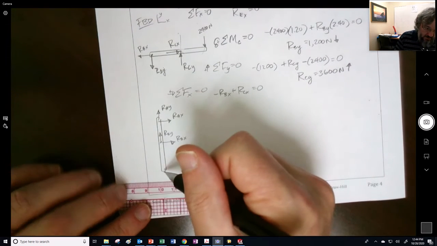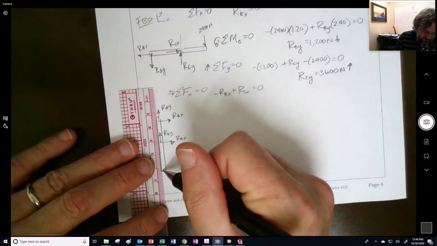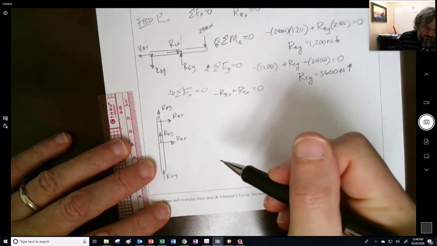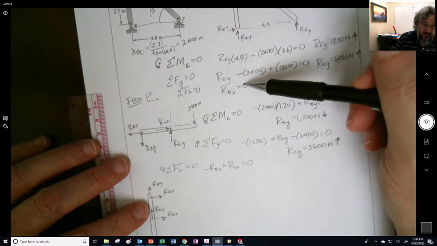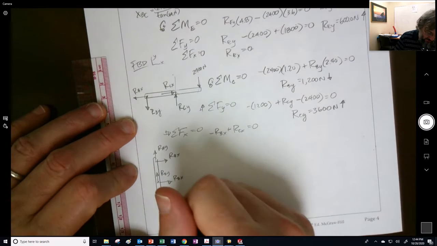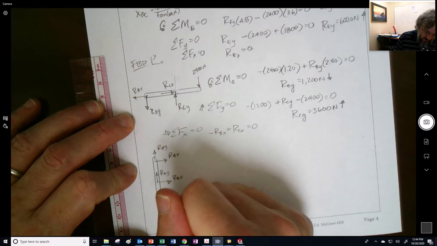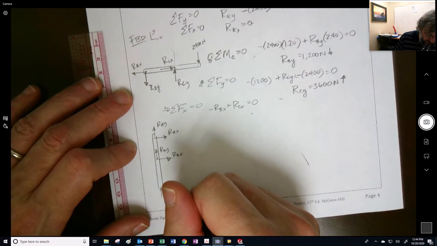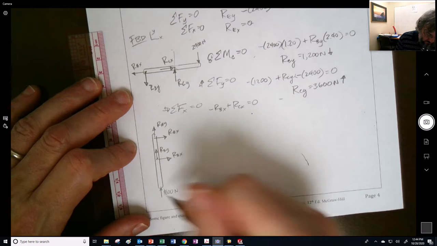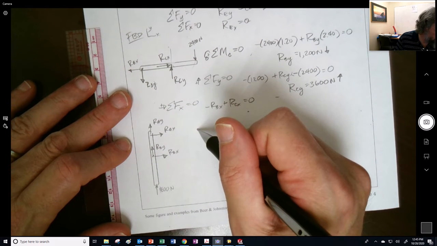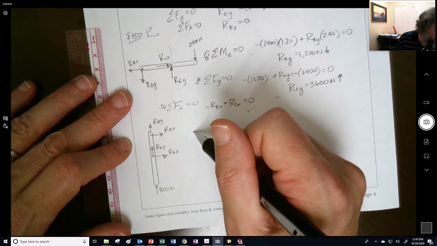And then we do know that the REY right here is the only one on there because we already established that REX had to be 0, so we're only drawing one. And we might even want to stick in a number right in there because we know that's going to be 600 newtons. Right? And so we take the sum of the forces in the y direction. Okay, that's all we need to do really.